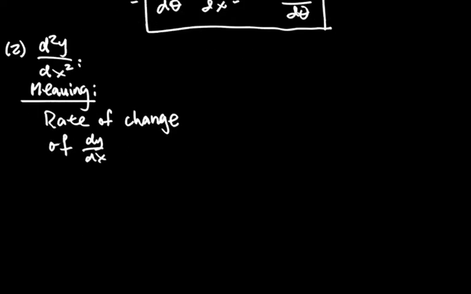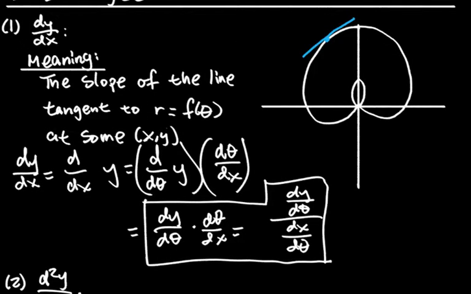Okay, so d squared y/dx squared. This means the rate of change of dy/dx. So it's the same type of thing as the second derivative in regular functions. Looking at this, we can tell that we're going to have something that is concave down over around here, and then concave up, concave up, concave down, concave up. So same idea, right?